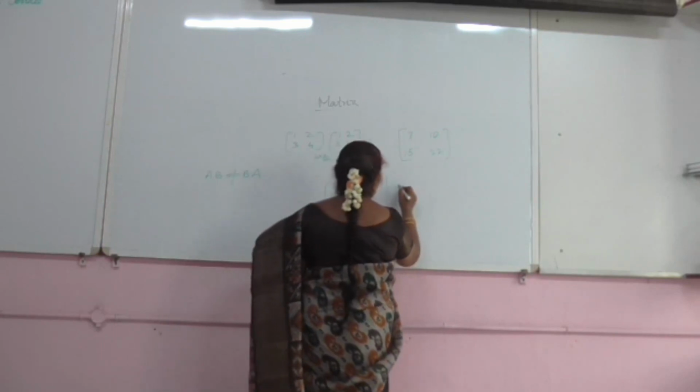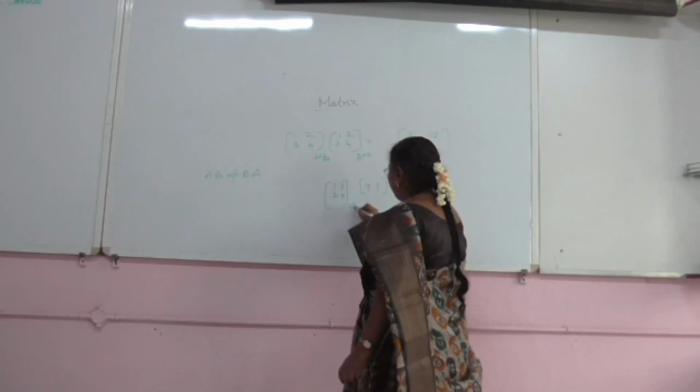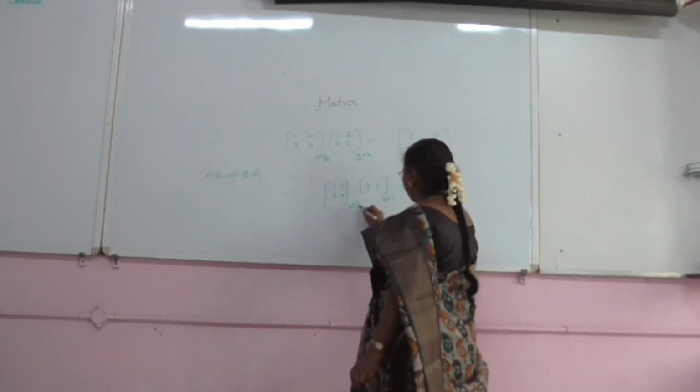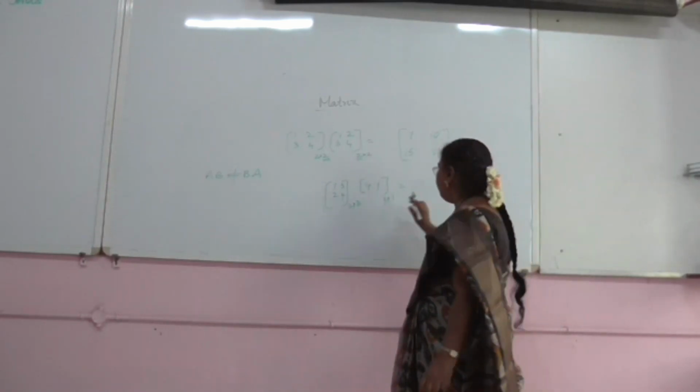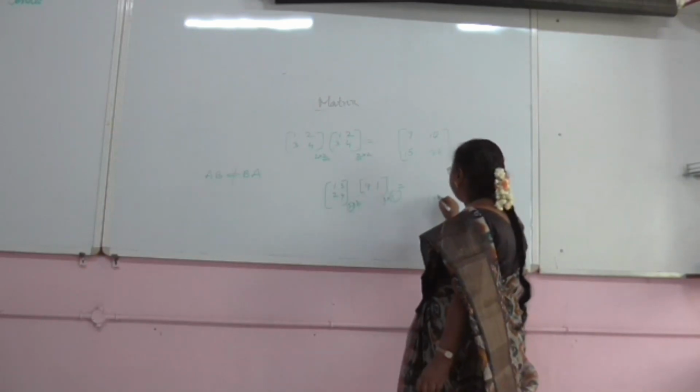By multiplying these two matrices, here the number of columns is 2. Here the number of rows is 2. Therefore, matrix multiplication is possible. The resulting matrix is a 2 by 1 matrix.